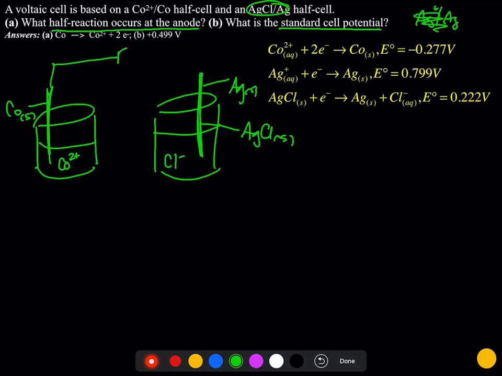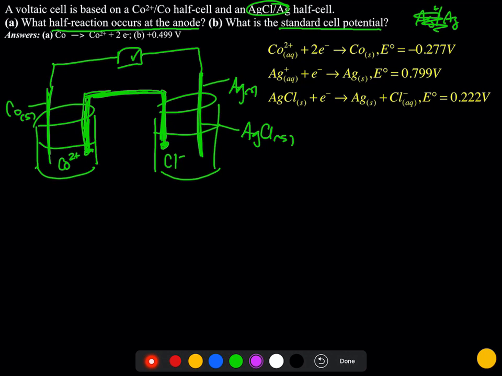Obviously, there would be a wire, there would be either a voltmeter or a device here that it could power, and what's the last thing it would need? We would have a salt bridge, which would connect these two, so they could have an exchange of ions. All right, so we have the visual for our cell. Now, the tough part is to figure out which reaction is the oxidation and which reaction is the reduction.